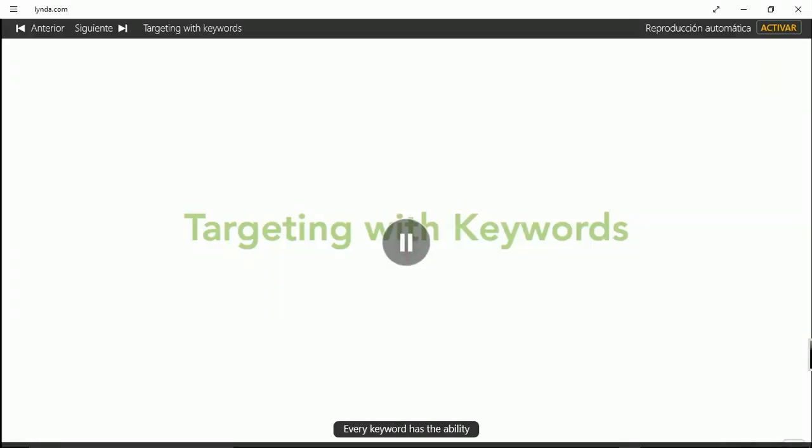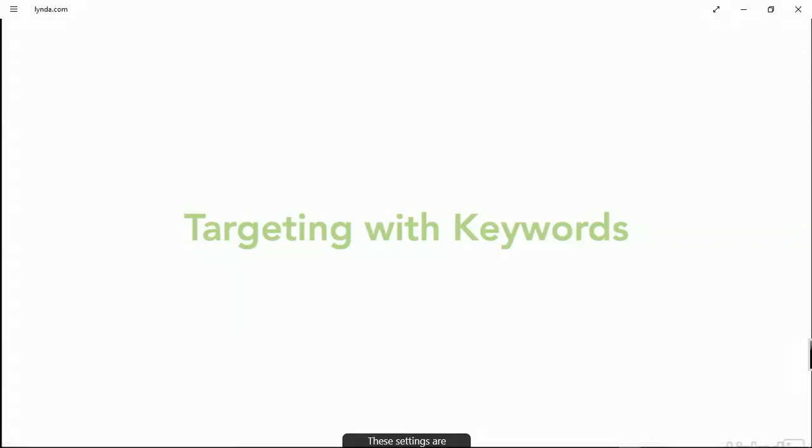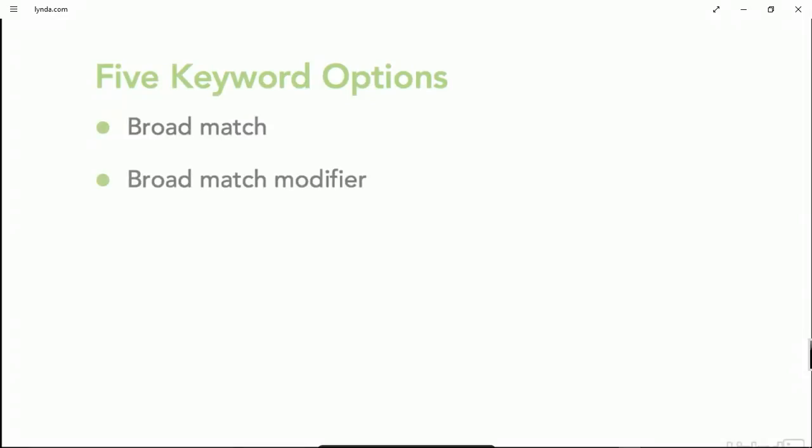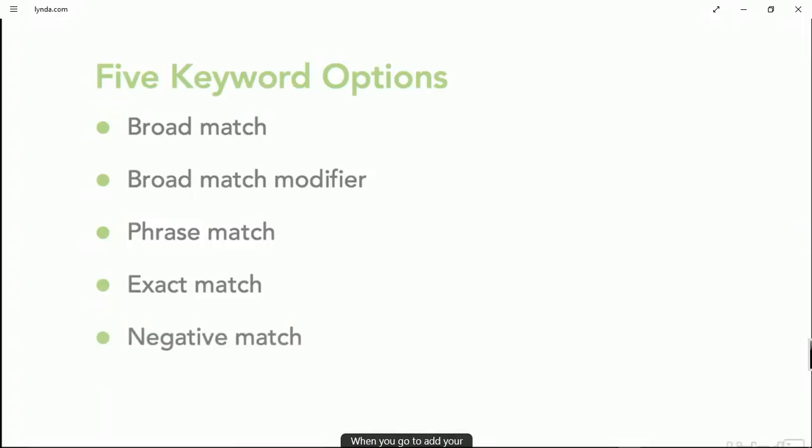Every keyword has the ability to have settings applied to it. These settings are called matching options, and they help you control how closely the keyword needs to match a person's search term in order to trigger your ad. There are 5 main types of keyword options: broad match, broad match modifier, phrase match, exact match, and negative match. When you go to add your keywords to an ad group, you'll have the opportunity to select these matching options.